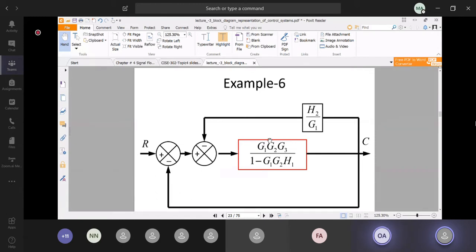So here what we have is the forward gain. This represents the forward gain. Assume this whole gain is called GB, and this is HB. Sorry. Assume this is GB and this is HB. So the solution of this loop is equal to GB over 1 plus GB multiplied by HB.